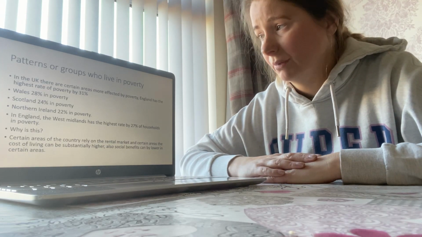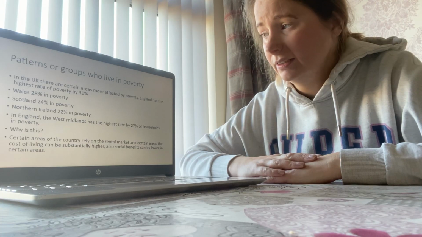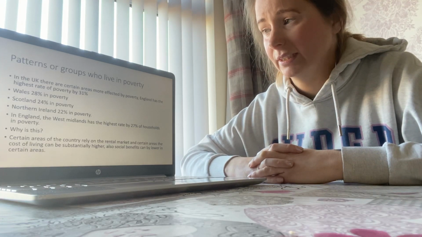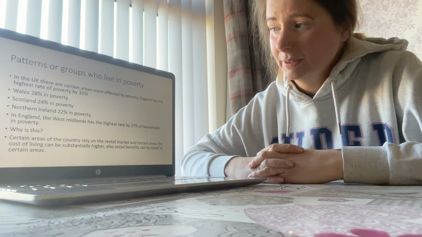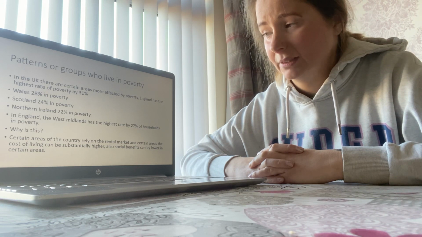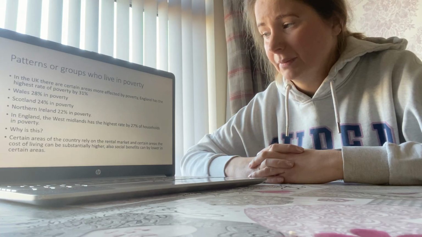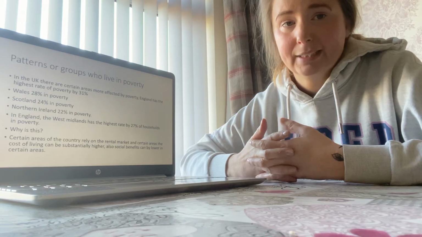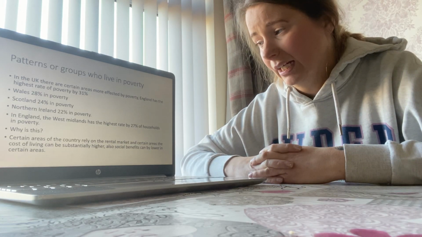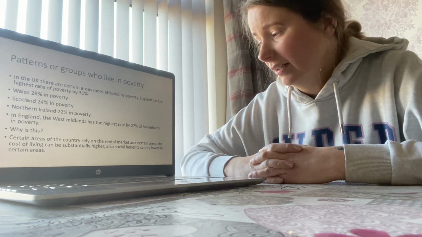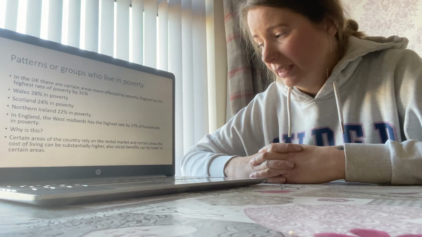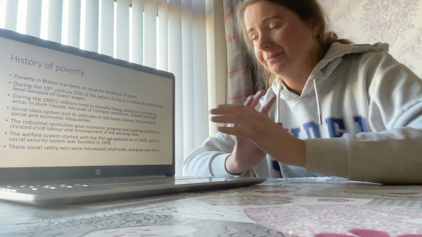Patterns or groups who live in poverty. In the UK, there are certain areas more affected by poverty. England has the highest rate of poverty at 31%. Wales is 28%, Scotland is 24%, Northern Ireland is 22%. In England, the West Midlands has the highest rate, with 27% of households in poverty. Why is this? Certain areas of the country rely on the rental market, and in certain areas the cost of living is substantially higher. Also, social benefits can be lower in certain areas.